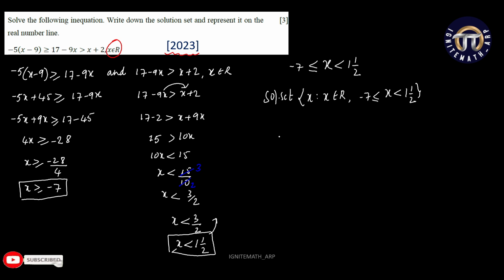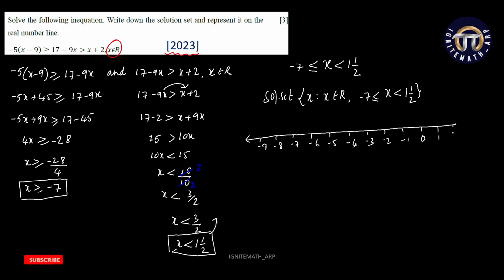Clear, children? So now I'll write the solution set on the number line. Be very careful over here. As I told you, at least 2 numbers should be written extra on either side of the solution set. -9, -8, -7, -6, -5, -4, -3, -2, -1, 0, 1, 2, 3 and 4. Now see the lower bound, children, it is -7. Clear? So -7 is over here. I'll put a circle. Upper bound is 3 by 2.